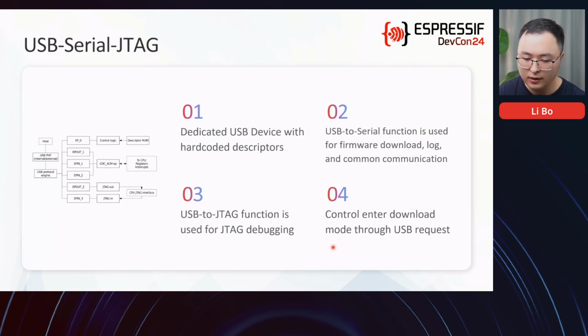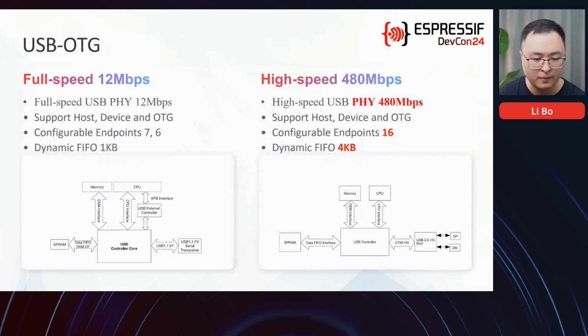You can also control the device to enter download mode by using a USB CDC request, like the set line state command. You can use esptool to directly change the chip to download mode through the USB command. If you want to know the details about what happened, please refer to the technical reference manual of this chip.